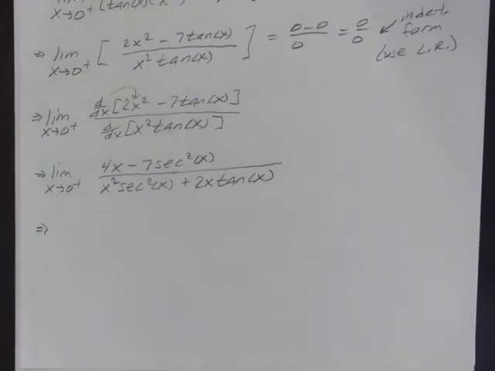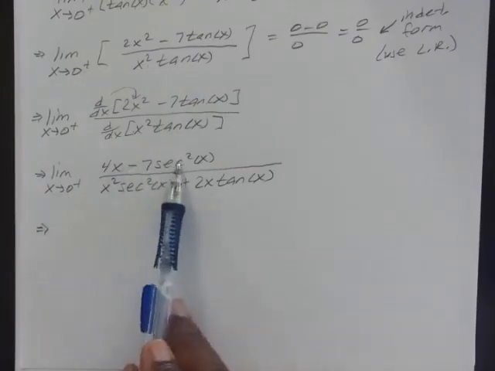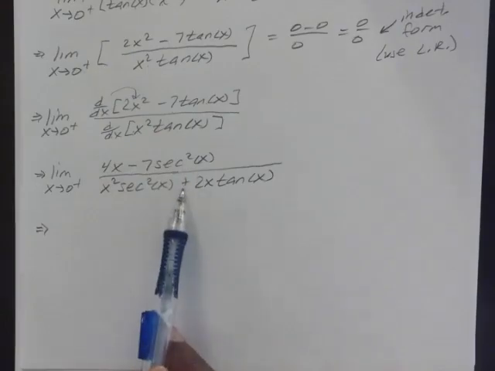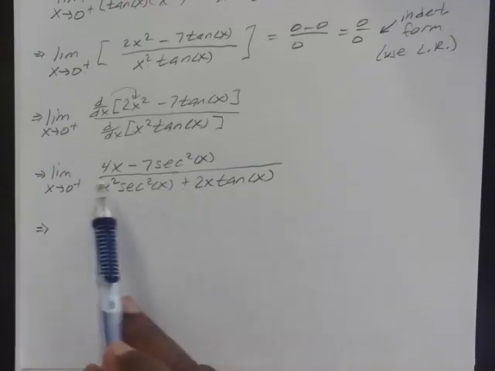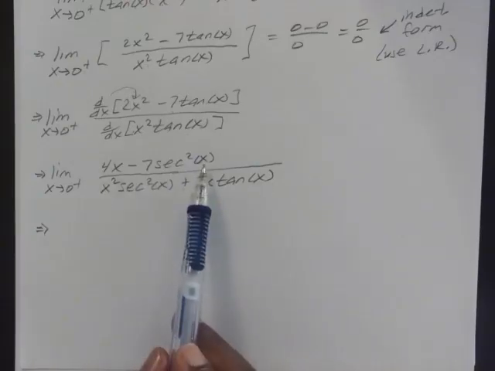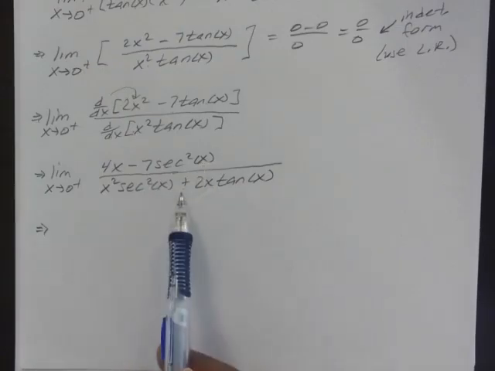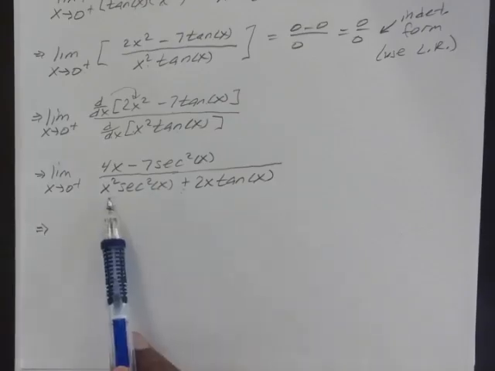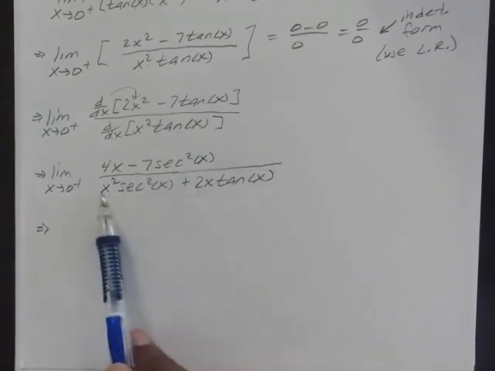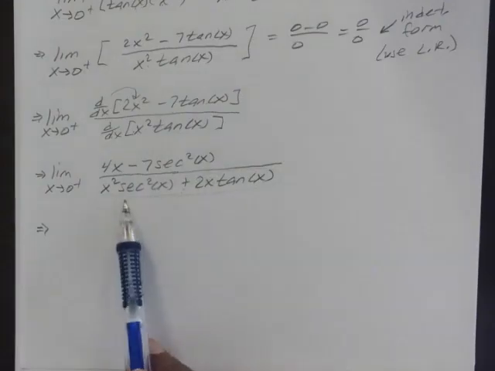Okay, so if we did the direct substitution, we'd end up with 0 over 0 again, and let me double check. Nope, we'd end up with infinity over infinity. So we'd end up with another indeterminate form, but trying to find this derivative would just be a whole lot of work. So here we'll try to kind of figure it out.